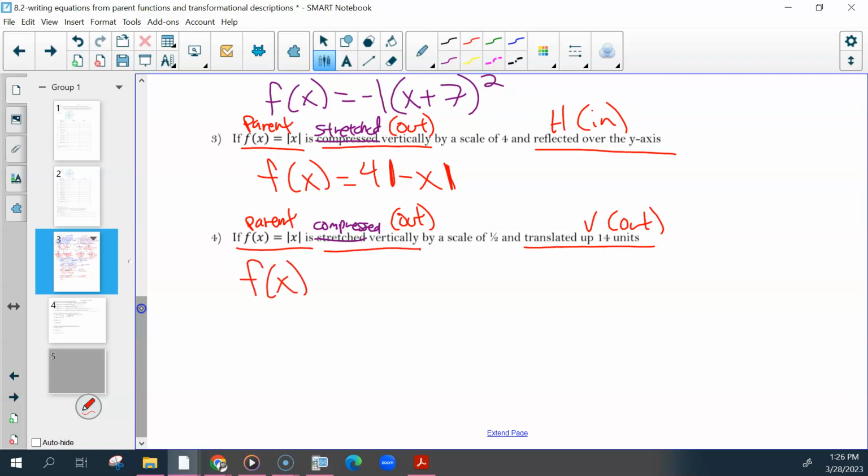So f of x equals, how would we start writing this? Absolute value of what all goes inside? Just x, that's it. And then translated up 14. Plus 14. That is it. Questions on that?